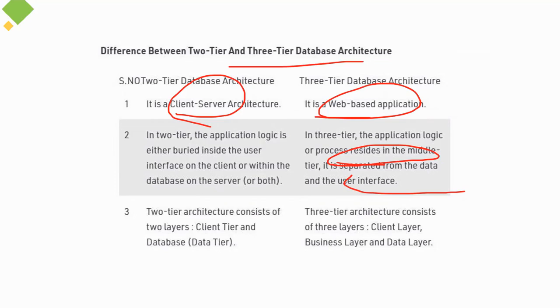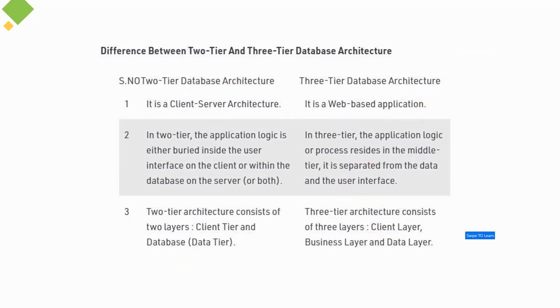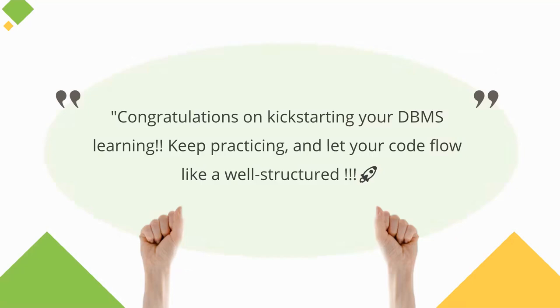It consists of the client tier and the data tier, and here we have the client, the business layer and the data layer. The business layer consists of all the processes, the client is the user, and the data layer is the storage of what the user possesses. So that's the end of the video.